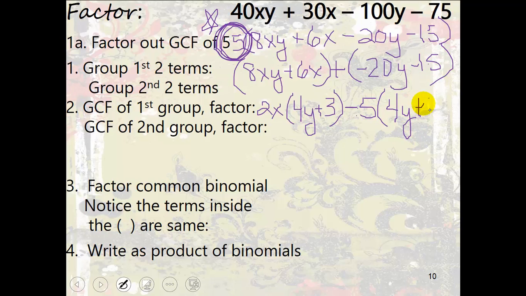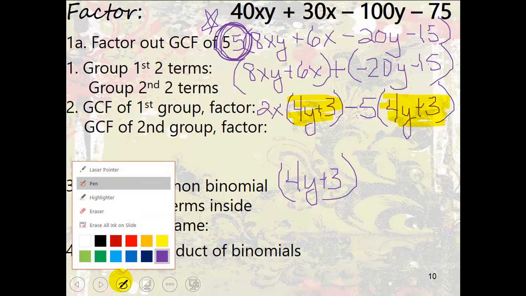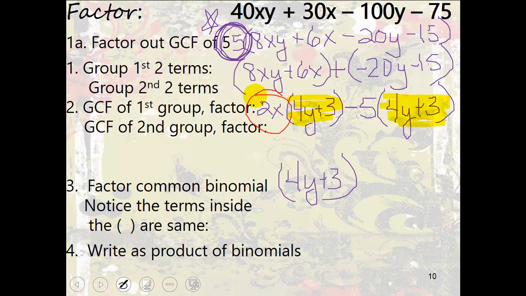Trust me, do it like this because it will save you sign errors. And now I have a match. So I'm going to factor that 4y plus 3 out. And when I do, my other binomial is made up of the two greatest common factors that I factored out earlier, 2x minus 5. And I'm done.